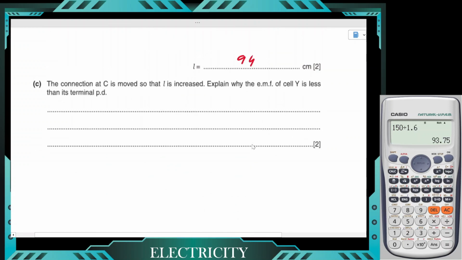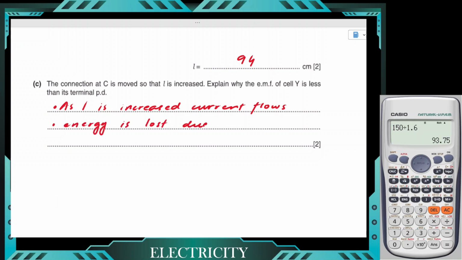So then you can phrase it by yourself, but I'm going to write the important point. As length L is increased and current flows through the lower circuit, energy is lost due to internal resistance. Okay, just phrase it properly. Do not use the symbols, rather use the full letters, full words.